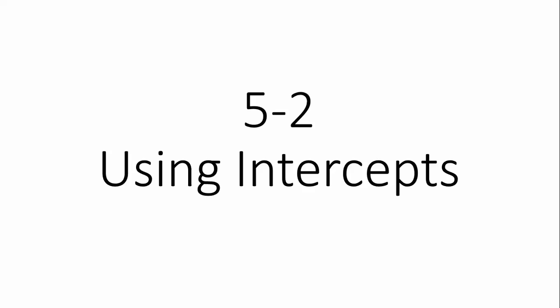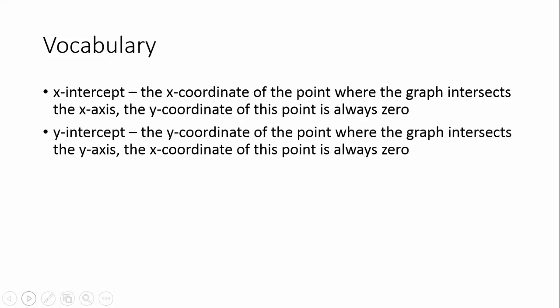Chapter 5, Section 2 is titled Using Intercepts. So the first two terms I want you to write down are x-intercept and y-intercept. And the x-intercept is the x-coordinate of the point where the graph intersects the x-axis. And the y-coordinate of that point is always going to be 0.